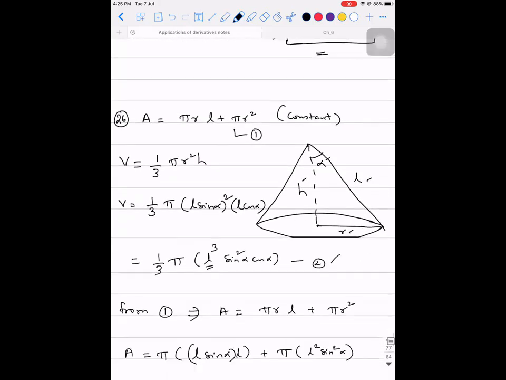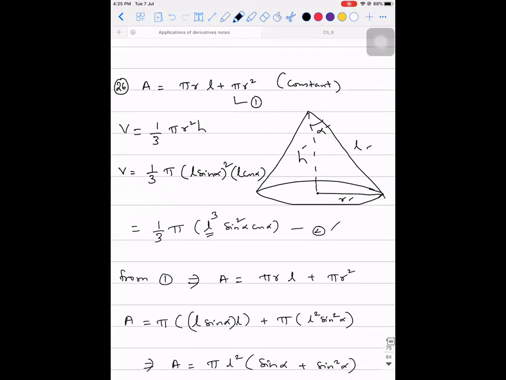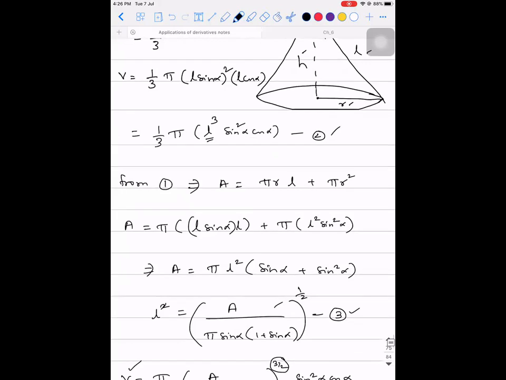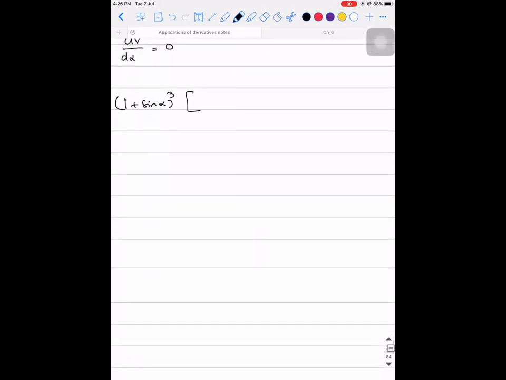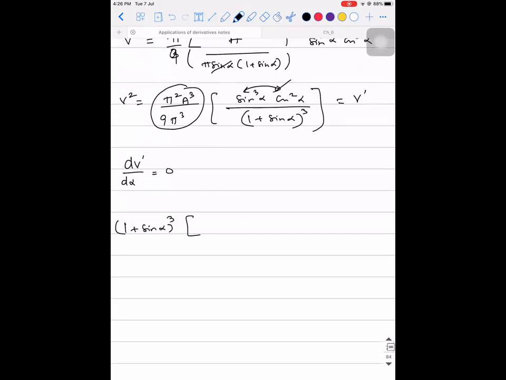Just let me check if there is an easy way to solve this. So A is equal to pi R L plus pi R square. So volume is 1 by 3 pi R square H. L square into sin alpha, sin square. No other way. You have to go with this. Differentiate and then tell me.